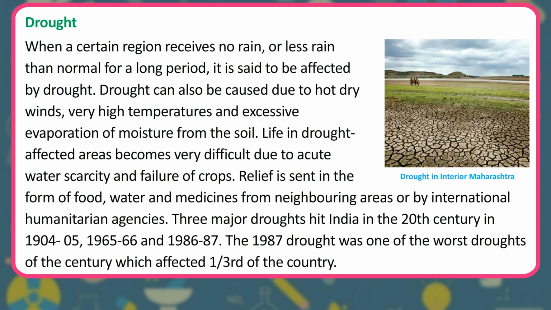3 major droughts hit India in the 20th century, in 1945, 1965-66 and 1986-87. The 1987 drought was one of the worst droughts of the century, which affected 1/3 of the country.